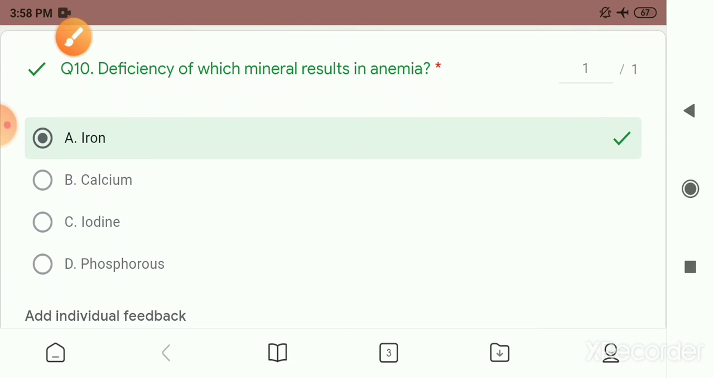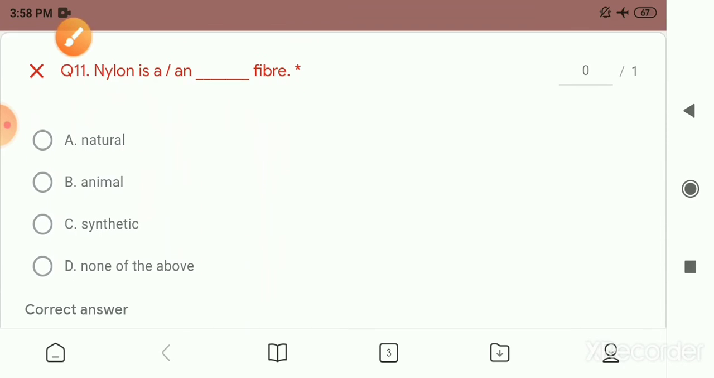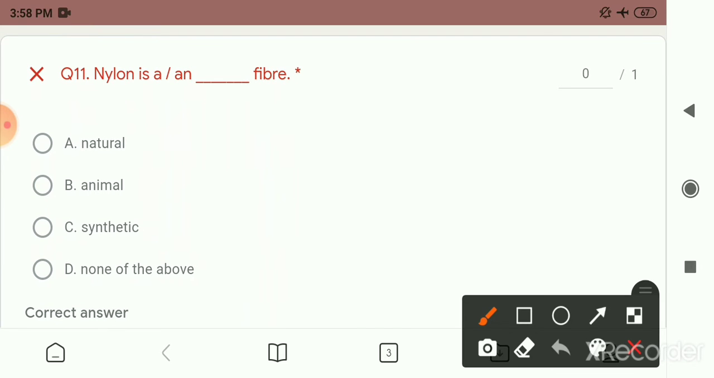The next is 11th number, nylon is a blank fiber. The options are natural, animal, synthetic or none of the above. So here your answer is option C, nylon is a synthetic fiber.